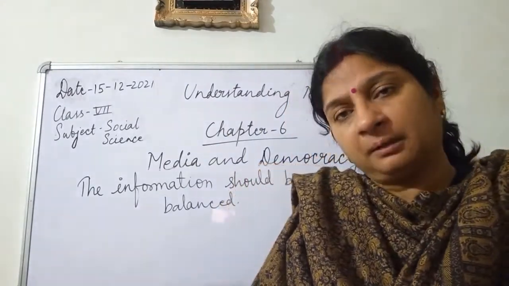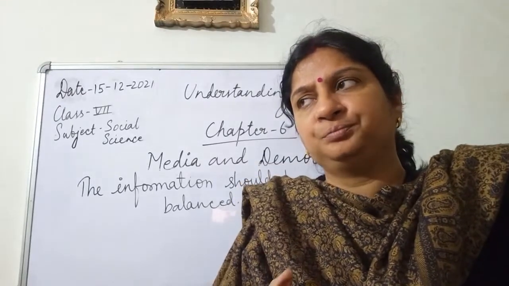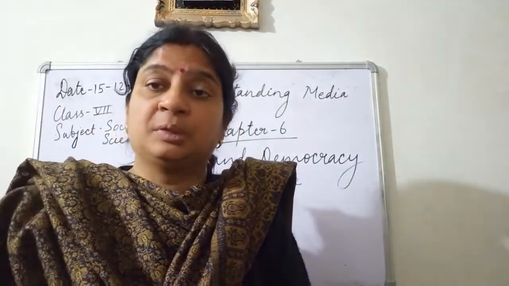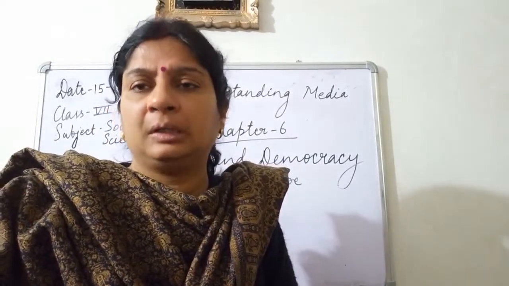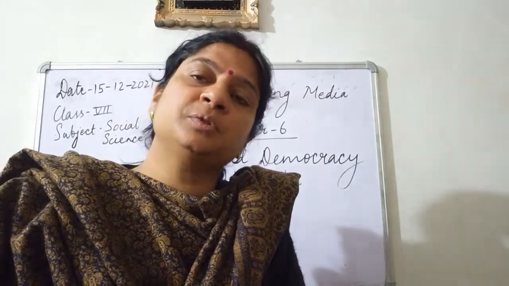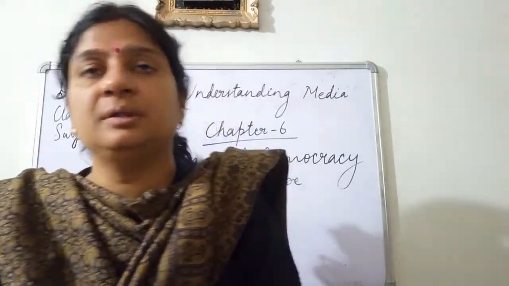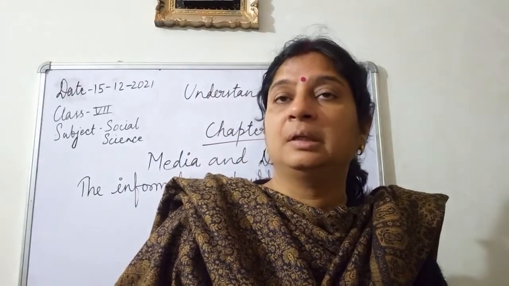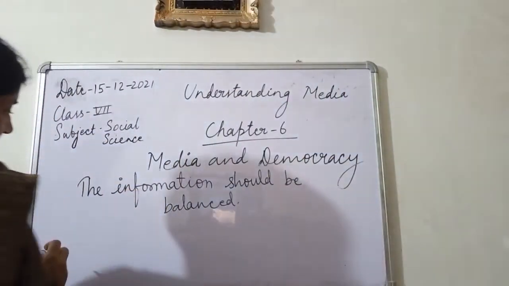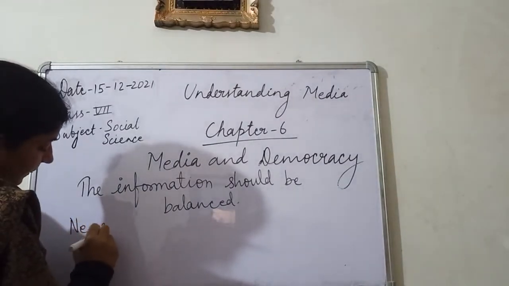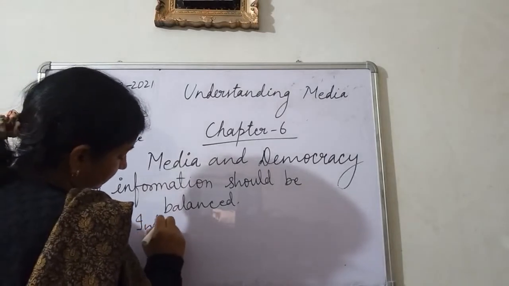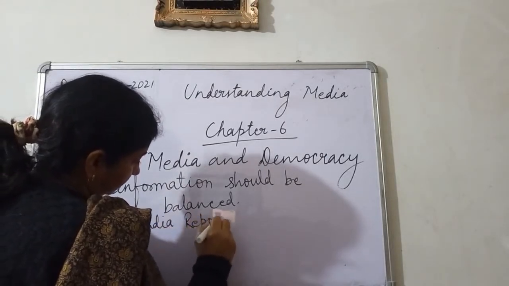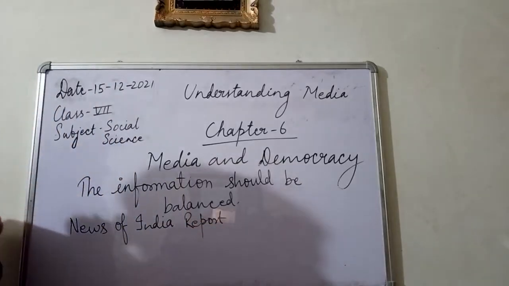the media should provide information in such a way that it should neither protect the government nor attack the government or any party involved with the news. Like we will see how two newspapers have reported the same news in a different way. Like we have two news cuttings, like this News of India report. This is one of the newspapers, News of India report, and the second is India Daily report.